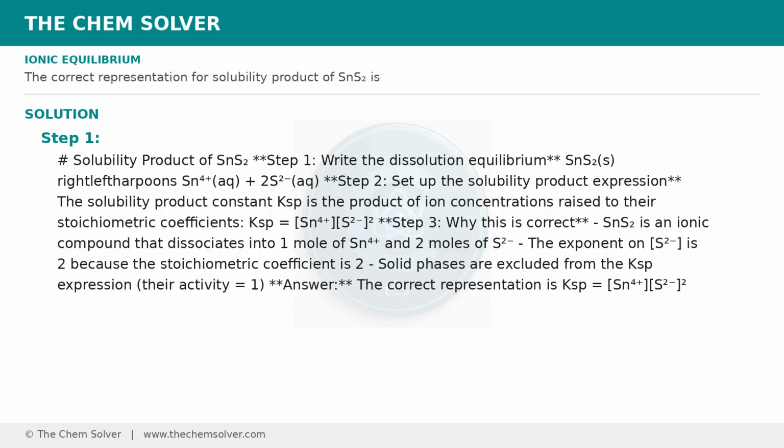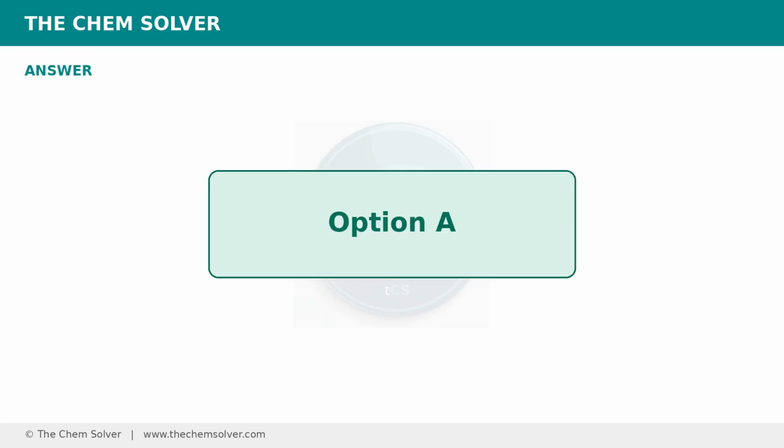Answer. The correct representation is Ksp equals [Sn⁴⁺][S²⁻]². The answer is A.